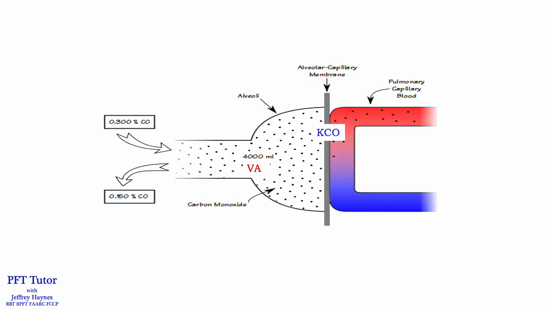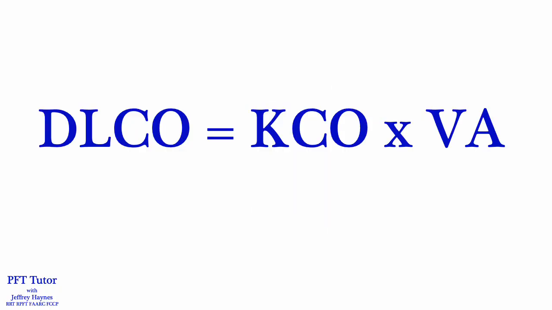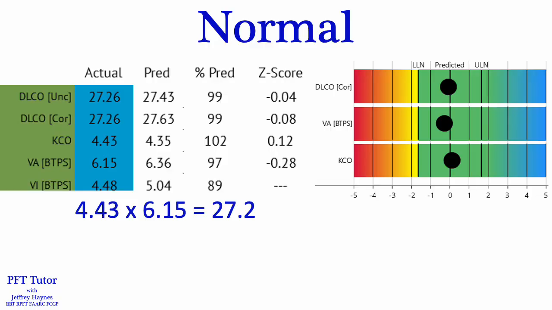So there are two equally important components of DLCO. The alveolar volume, the volume of parenchyma that was ventilated with the DLCO test gas, and the transfer coefficient, the KCO, the rate at which the carbon monoxide disappears from the alveoli into the circulation. Earlier I showed you the formal equation to calculate DLCO, but the easier way is just to multiply the KCO times the alveolar volume. Let's look at this example from a patient with a normal test result.